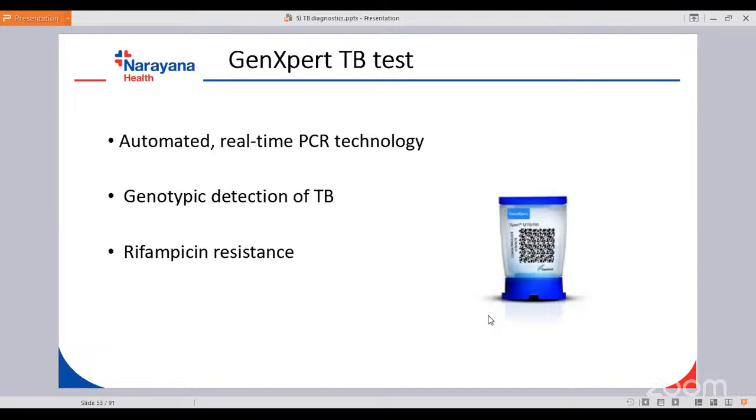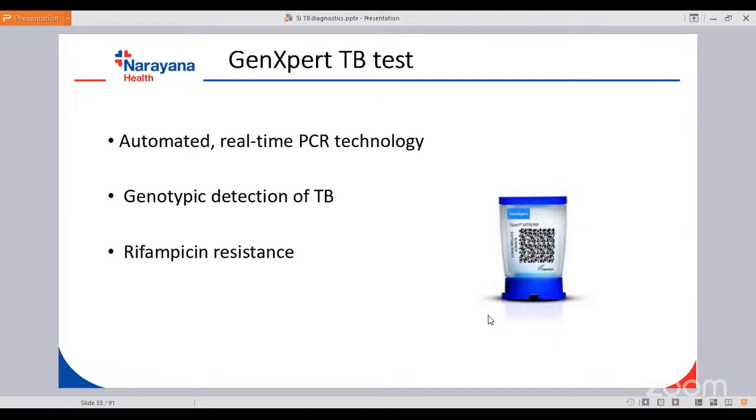It's an automated PCR technology. It's a CBNAAT. So the entire process of a PCR, which is normally done in 4 to 5 separate rooms, is done in one small, closed cartridge. So it's called cartridge-based nucleic acid amplification. Basically, there is one cartridge, you open the cartridge, put in a sample after a little pre-processing, close the cartridge, and put it in the machine. The machine does everything for you. So there is no great, tedious, manual work involved. The hands-on time of the technician is hardly 2 to 3 minutes.